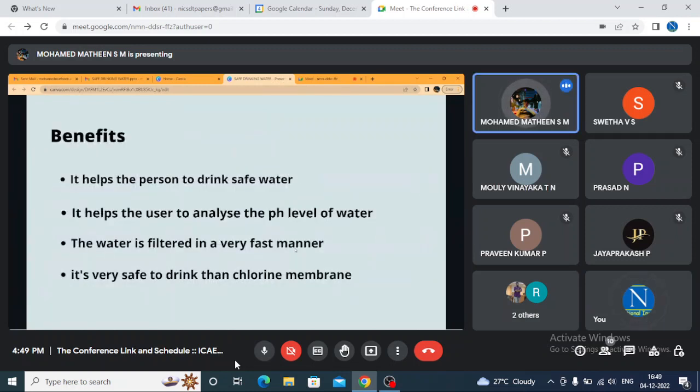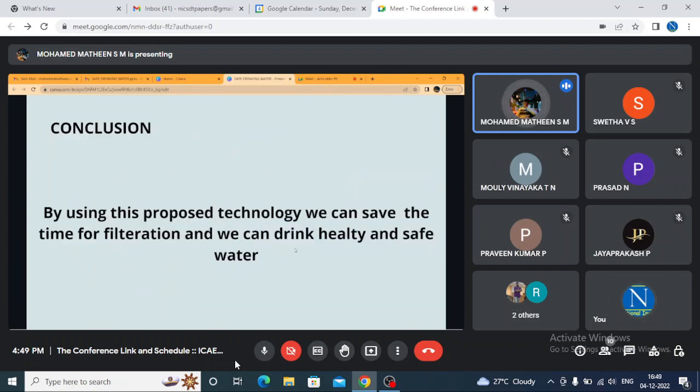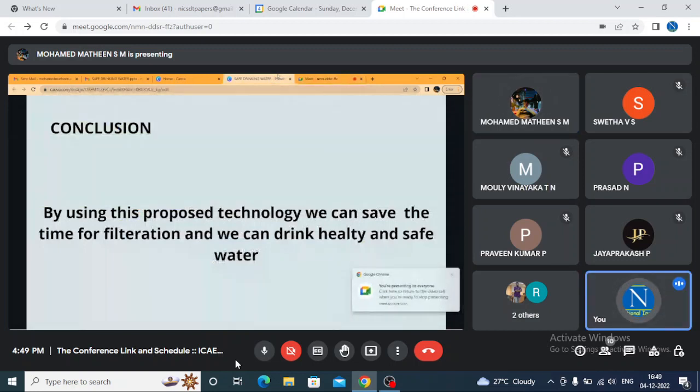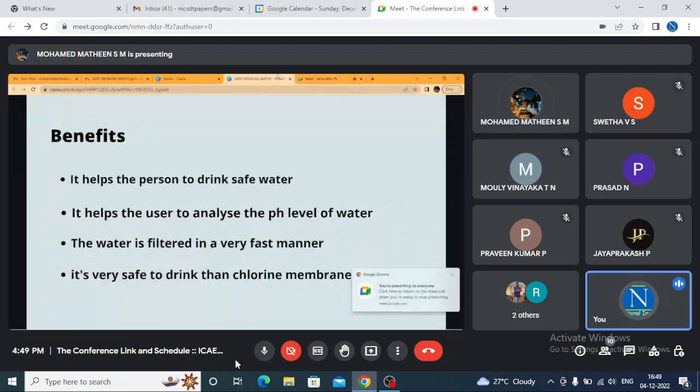Benefits: it helps the person drink safe water. It helps the user analyze the pH level of water in day-to-day life. The water is filtered in a very fast manner, and compared to reverse osmosis, it is very safe to drink compared with chlorine membranes. In conclusion, by using the proposed technology, we can save time for filtration, and we can drink healthy and safe water.